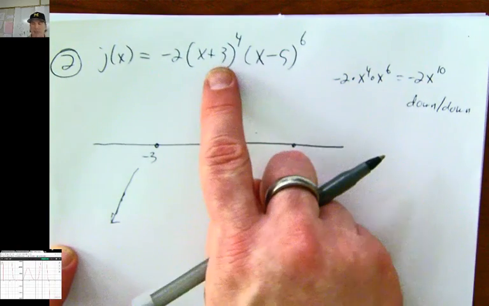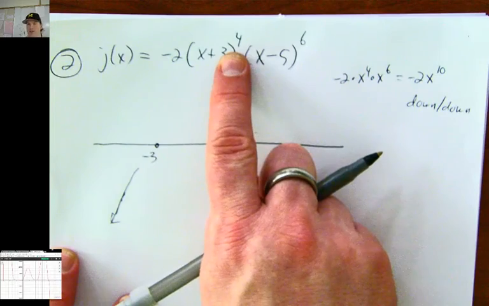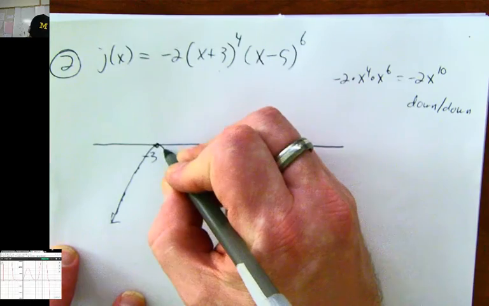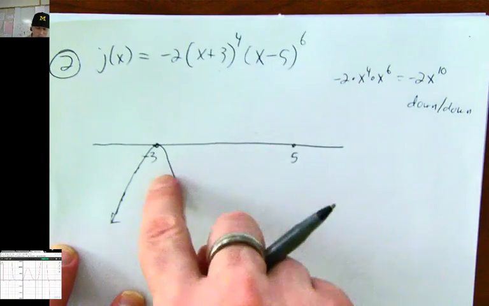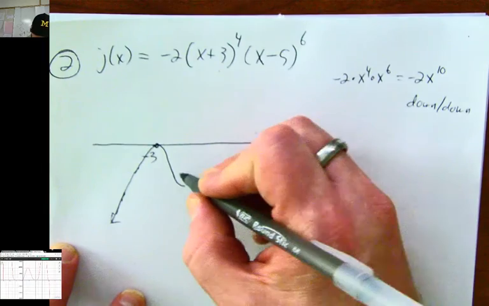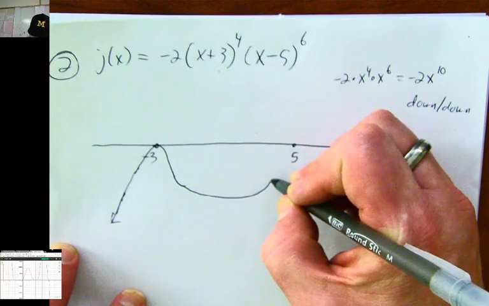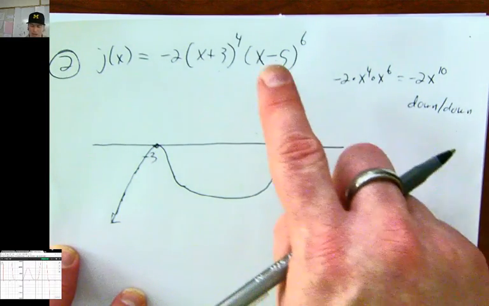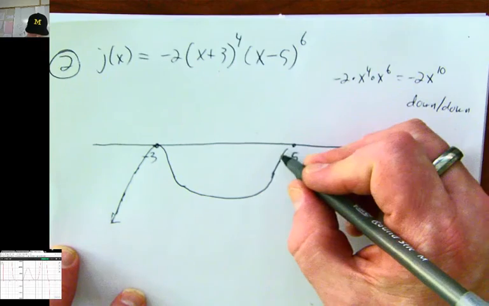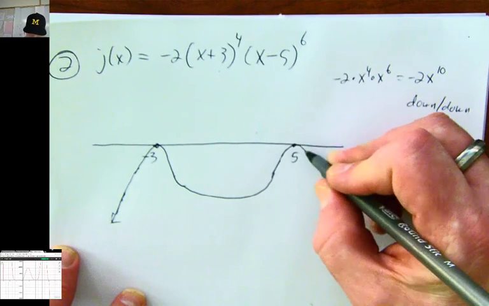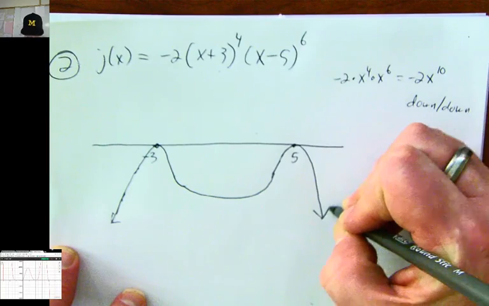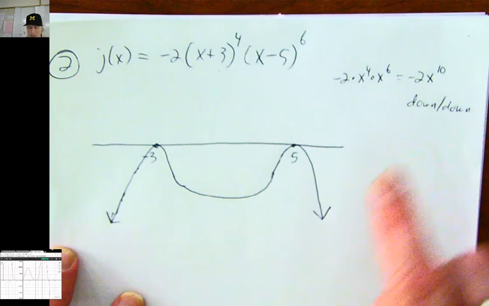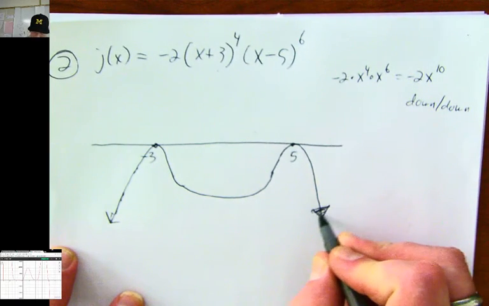Now we start thinking types of zeros. At negative 3, it's to the 4th power, that's even, which means the graph is going to bounce off the x-axis at negative 3. Somewhere in between negative 3 and 5, the graph is going to magically turn around and start heading back towards the x-axis at 5. At 5, it's to the 6th power, that's even, which means it'll bounce off the graph again and be heading down at that point. And if I look back at my end behavior, it does say down, down, so it's pointing down at the end just like it's supposed to.